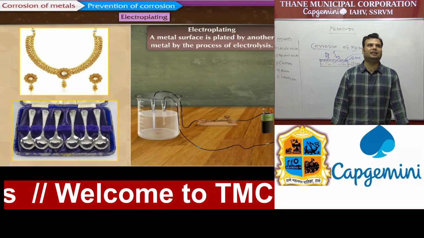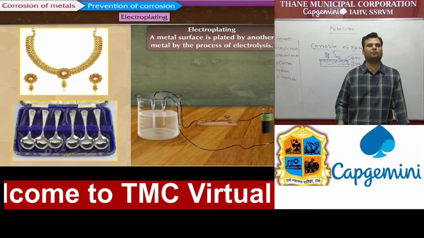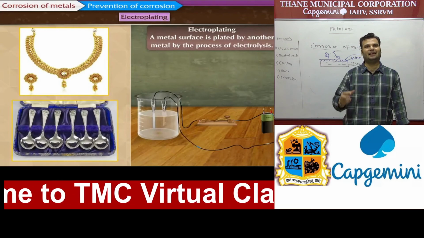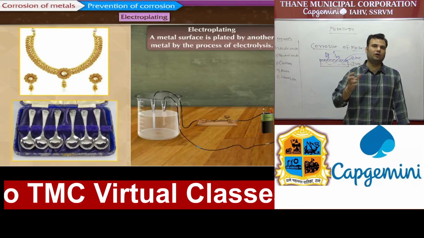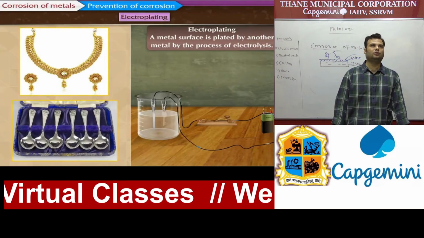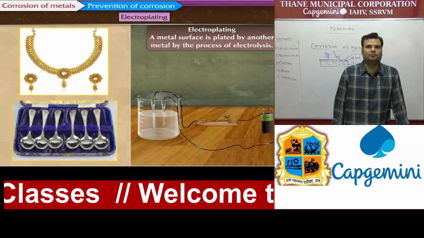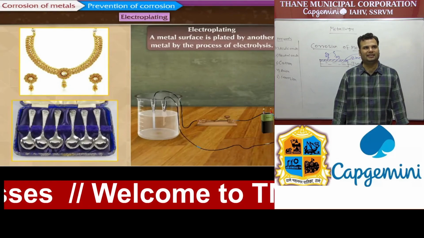Next, students, you know that we can apply a layer on the surface of any metal, like we say it is coated with gold water, or silver water. This process is known as electroplating. A metal surface is plated by another metal, and again in this process we require electrolysis.